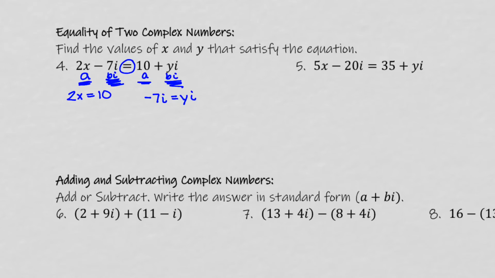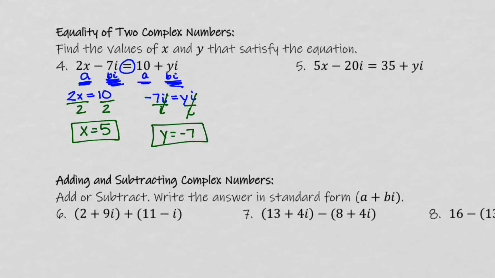So we can go ahead and solve these two things. Let's solve 2x equals 10 first. We're going to divide by 2, so I have that x is 5. And then if we solve for y, if I divide both sides by i, they both cancel out, and I'm left with y is negative 7.